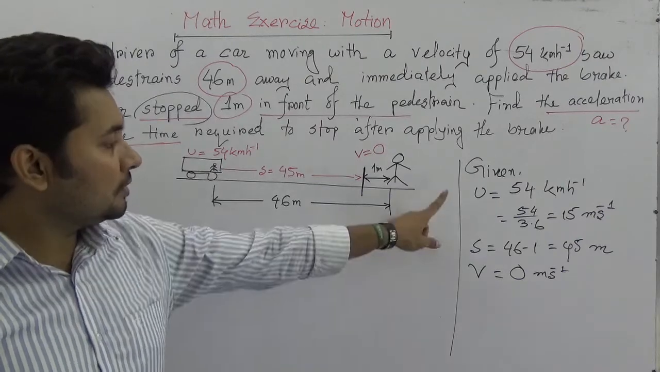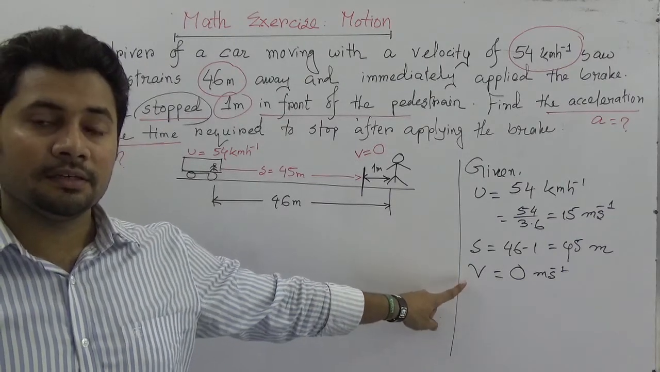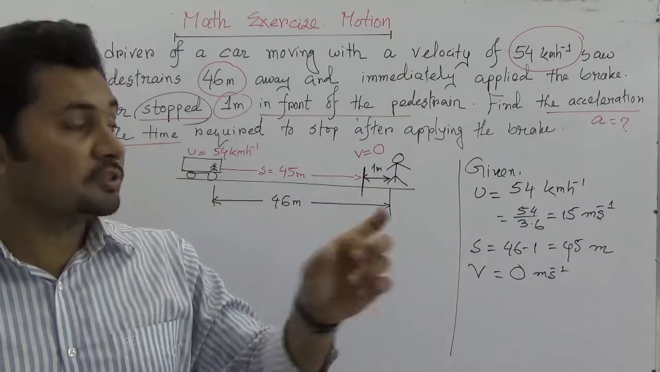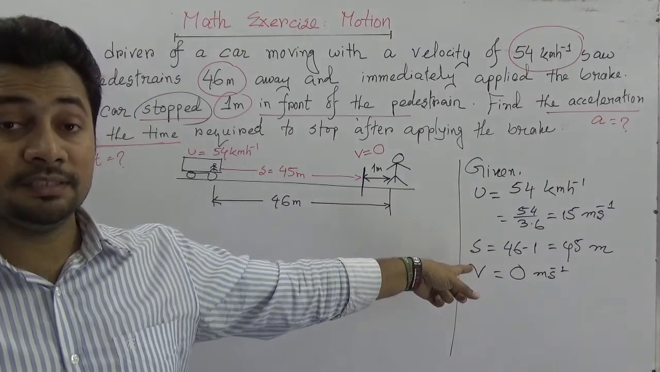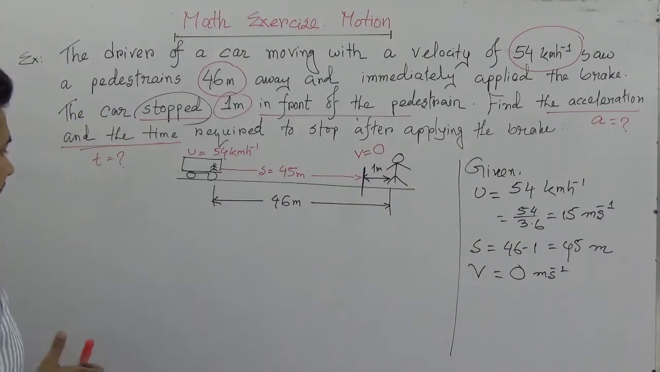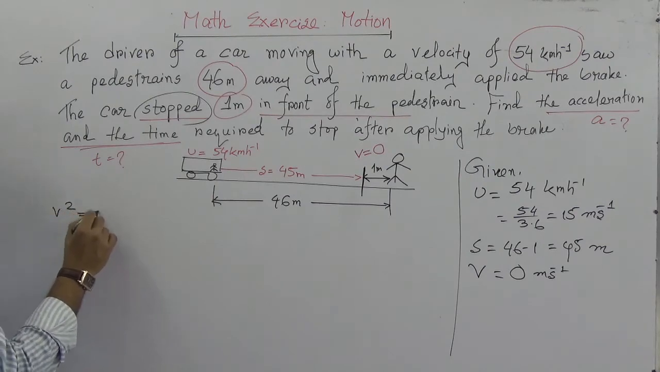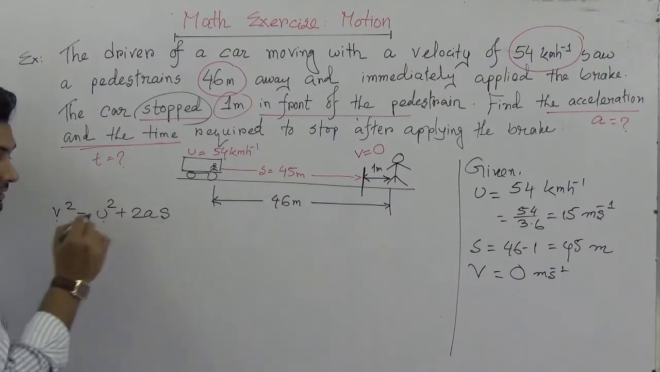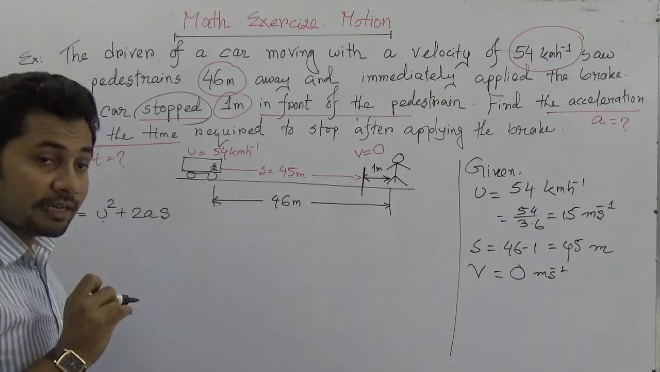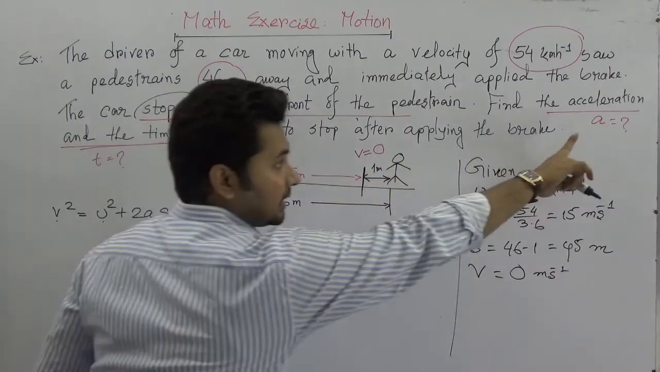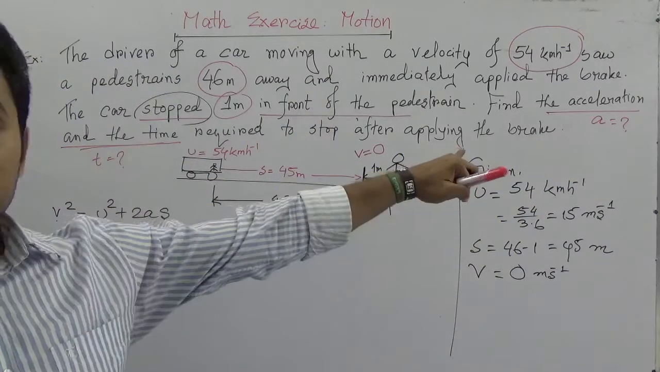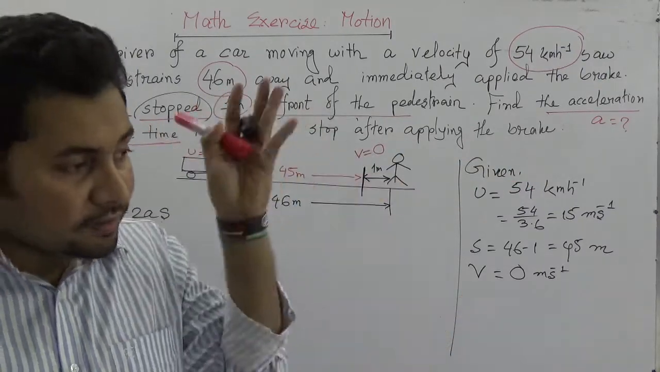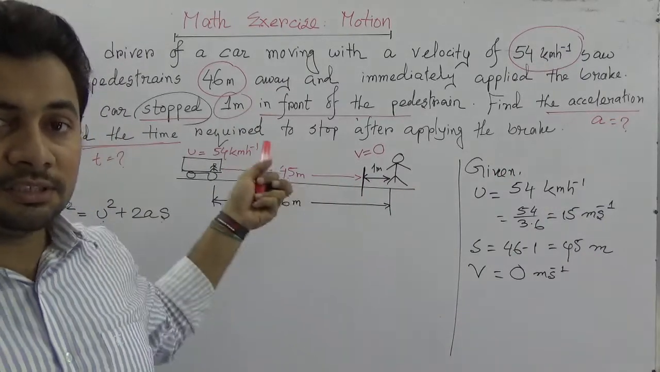So we have u, s and v. From which equation of motion can we find the value of a from this given data? We can use v squared equals u squared plus 2as. As we have v, u, s, we need to find the value of a, because a was asked. And we know this would be negative acceleration, as the driver applied the brake, so the velocity was decreasing and it stopped.